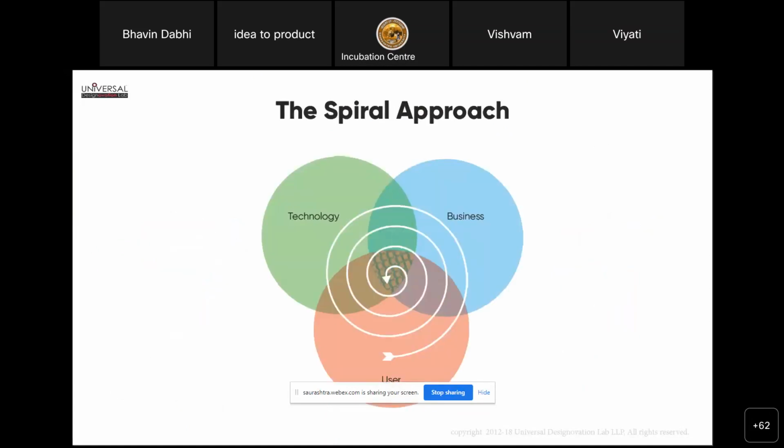So the correct approach can be a spiral approach. We need to have a center focus of user with innovation in mind. And we need to travel, say from user to business, from user to technology, from business to technology, from technology to user. But we need to have a spiral approach towards the strategy, towards the research, towards the interaction, and identify some of the innovation impact.